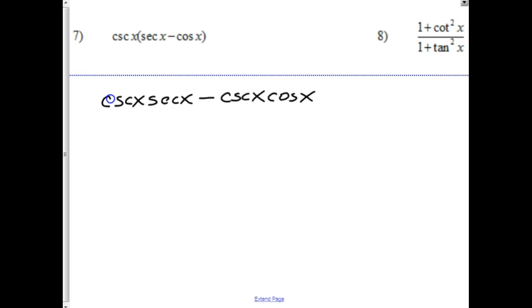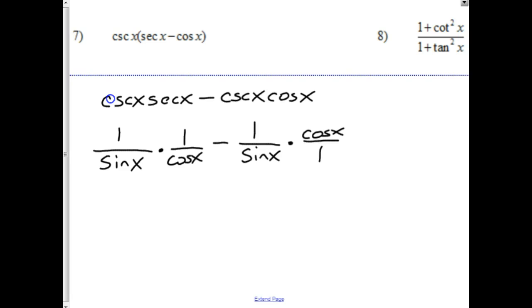First thing I always check for, can I collect like terms? In this case, no, because they're not exactly alike, right? So I have to try something else. Let's go back to Old Faithful, change everything to sine and cosine and see what happens. So this would be 1 over sine x times 1 over cosine x minus 1 over sine x times cosine x over 1, technically. Let's go ahead and do our multiplication real fast. So this will be 1 over sine x cosine x minus, that's just going to be cosine x over sine x.